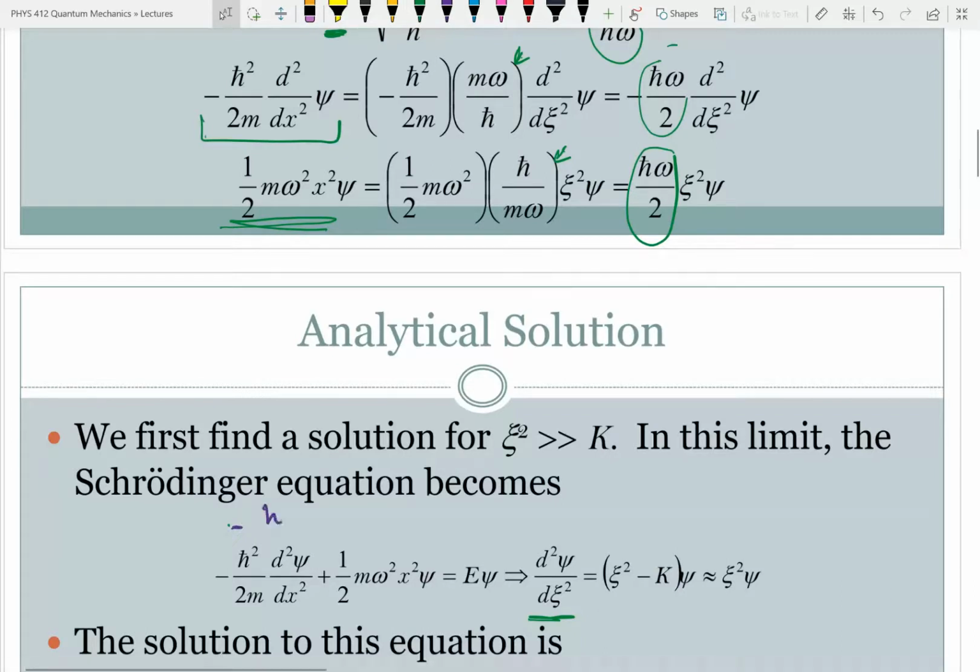minus h bar omega over 2, not partial here, d second d xi squared. You can see how competent I am at x's. I tried to fix my tip. I dropped my pen directly on the tip and damaged it. And now it doesn't always write well, in case you're wondering about the skips. So there's the replacement of the first term.